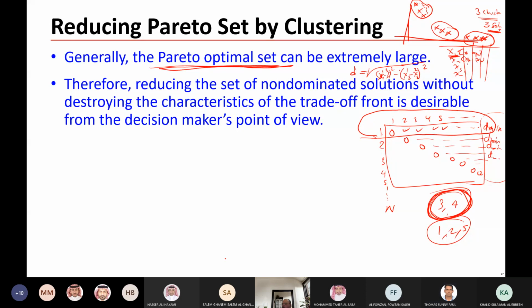Nasser Hakami, Khaled Sulaiman, do you have an answer? Okay, Nasser Hakami. The average. The average value. Yes, for each cluster. And if you have, for example, here a cluster of 2 solutions, if one is 12, another is 10, then I will take 11. You will take 11. Yes. Here, this is the point, or this is the representative.